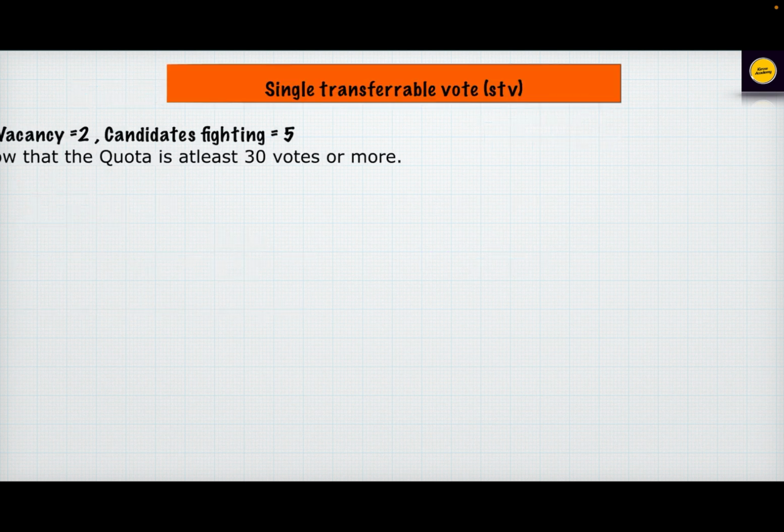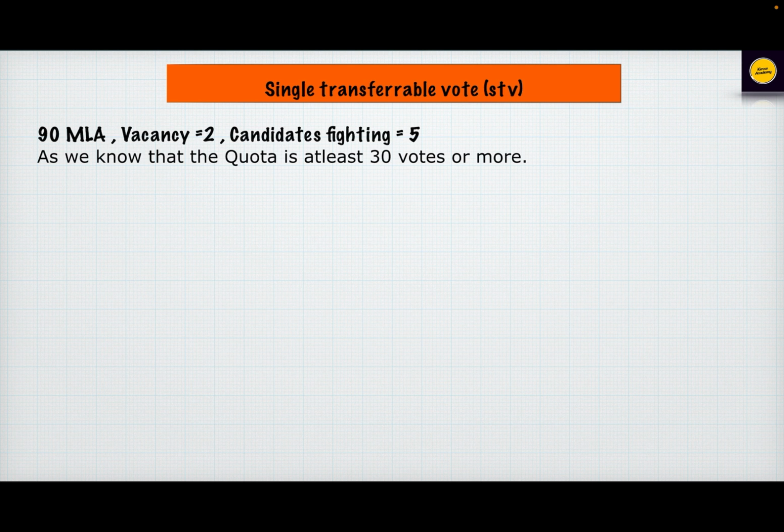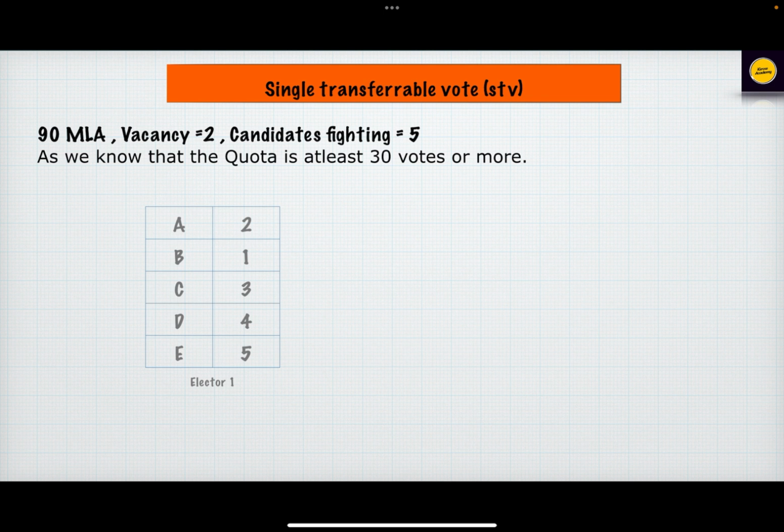Single transferable vote. Suppose, as discussed earlier, Haryana has 90 MLAs, the vacancy from that state is 2, and the candidates fighting for these 2 posts are 5. As we know, the quota is at least 30 votes, which we found earlier. In this example we have 90 electors, the 90 MLAs, and the 5 candidates fighting are A, B, C, D and E.